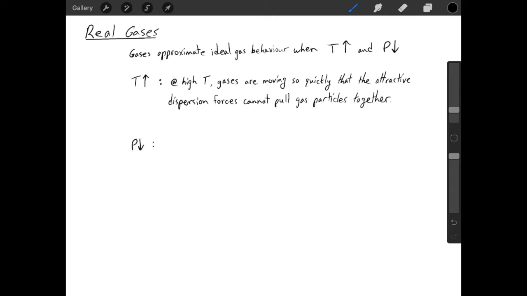At low pressure, gases are so dispersed and at such low density that they just simply aren't as likely to get close enough to one another in order to interact.